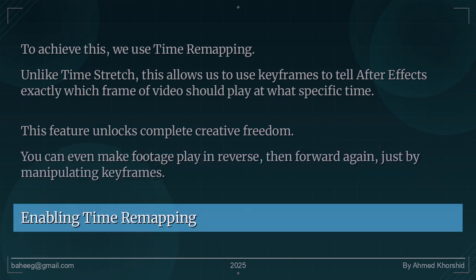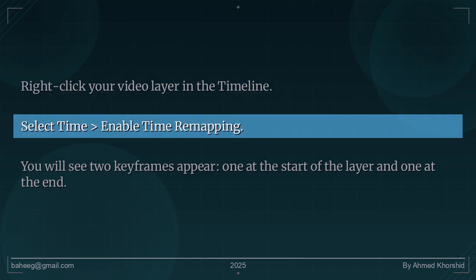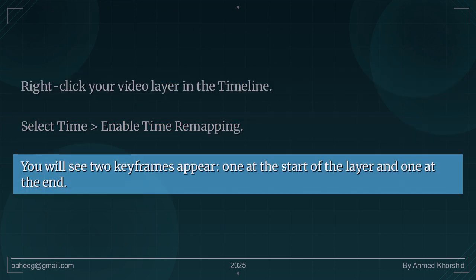Enabling time remapping. Right-click your video layer in the timeline. Select Time, Enable Time Remapping. You will see 2 keyframes appear, one at the start of the layer and one at the end.